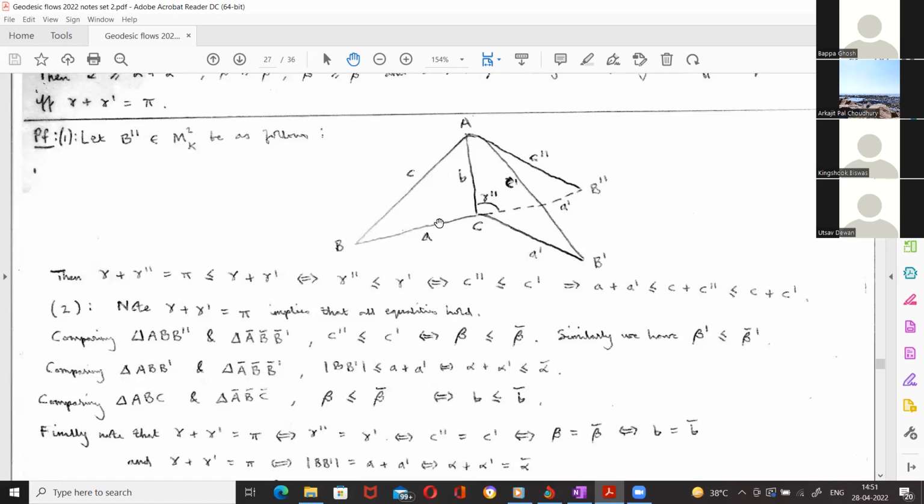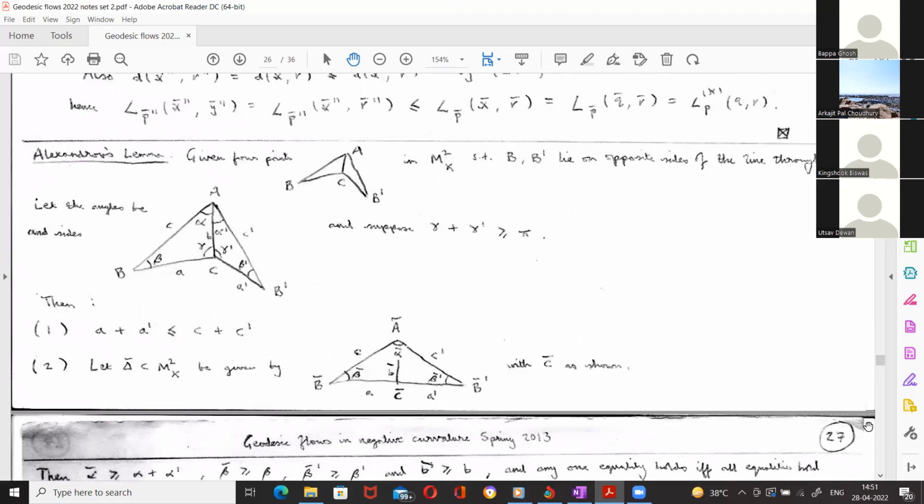Now I look at A plus A prime. That is equal to this distance from B to B double prime. By the triangle inequality, A plus A prime is less than or equal to C plus C double prime. And C double prime is less than or equal to C prime. So that becomes less than or equal to C plus C prime. So we've proved the first inequality. We've proved part one, that A plus A prime is less than or equal to C plus C prime.